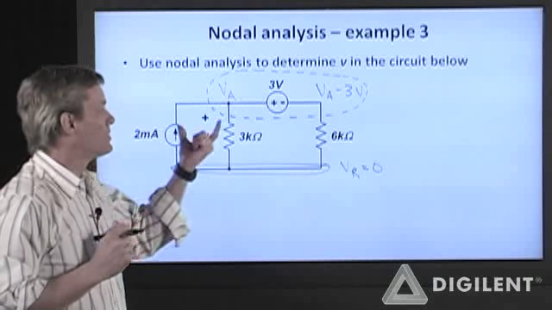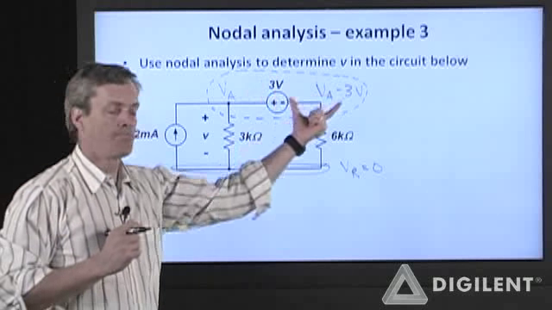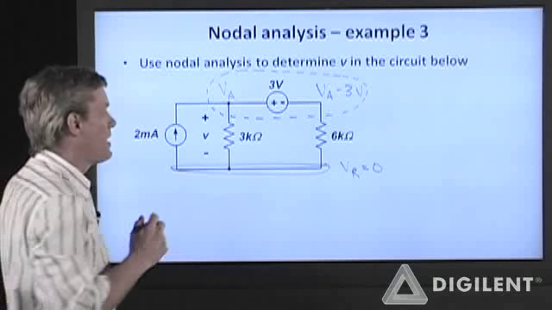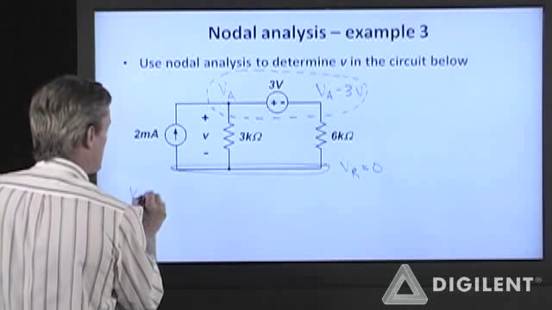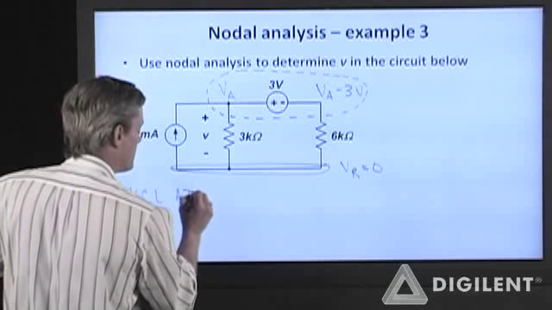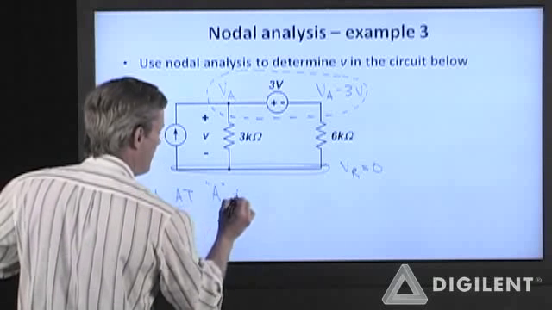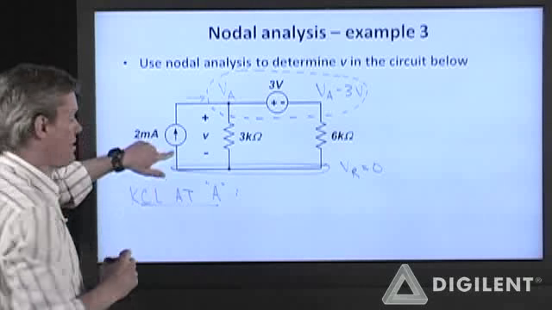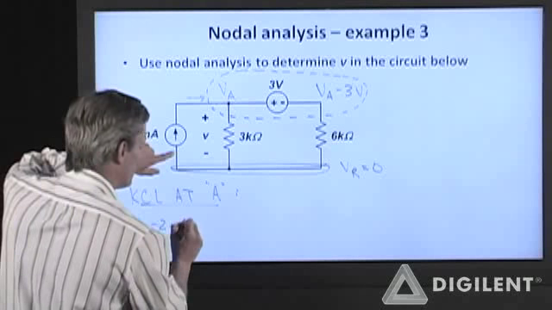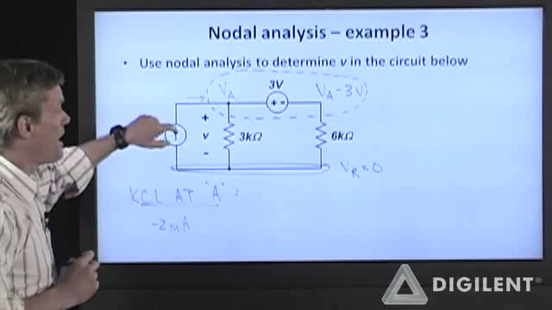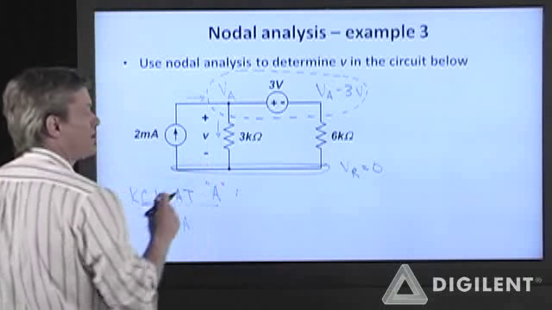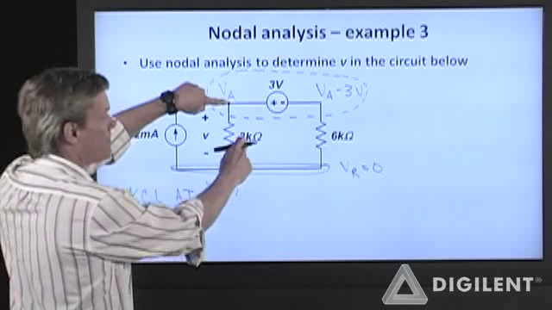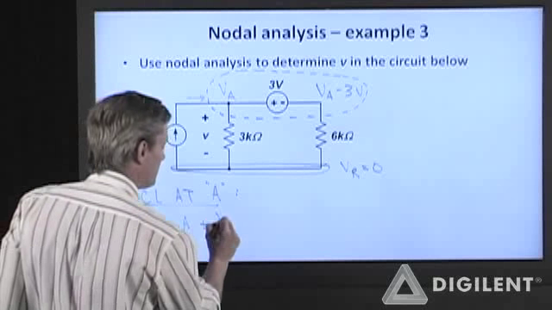Okay? So now if I take a look at the currents leaving this supernode, I have KCL at A. I have 2 milliamps going into this node here. That's a negative 2 milliamps. I have a current coming out of here. That current is V sub A minus 0 over 3 kiloohms.